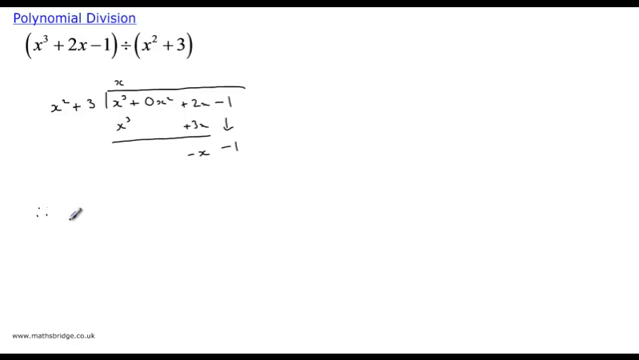So now I have x cubed plus 2x minus 1 must equal x times by x squared plus 3. And I have a remainder which is minus x minus 1, but actually I'll write this as minus x plus 1.